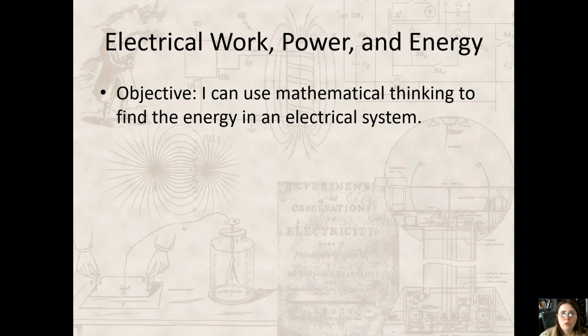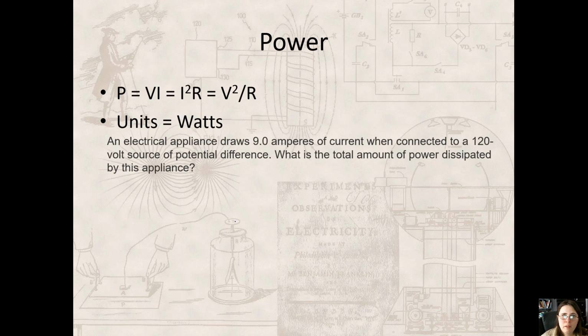Okay, so today we're talking about electrical work, power, and energy. Our objective is to be able to use mathematical thinking to find the energy in an electrical system. So this works similarly to the work and power we've already done for kinematics, things that are on the big scale. Now we're looking at electrons and the work that that's doing.